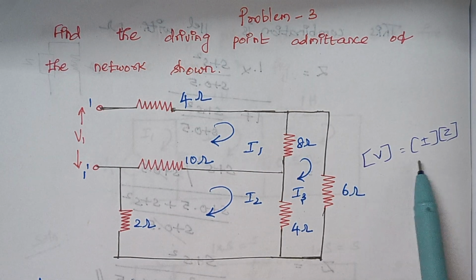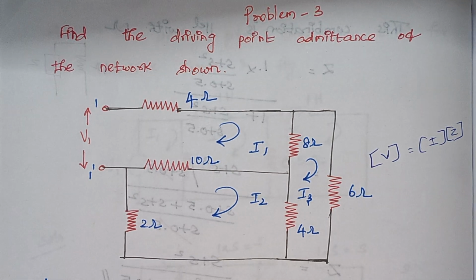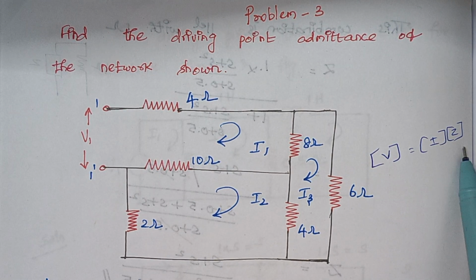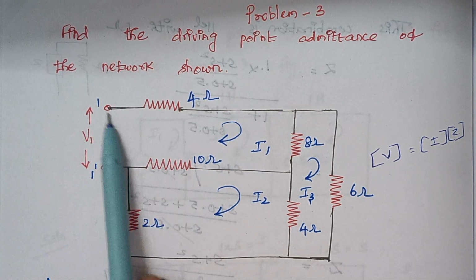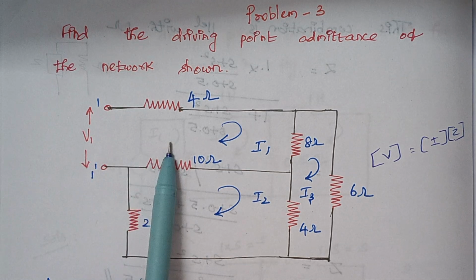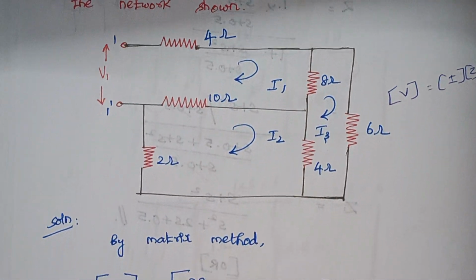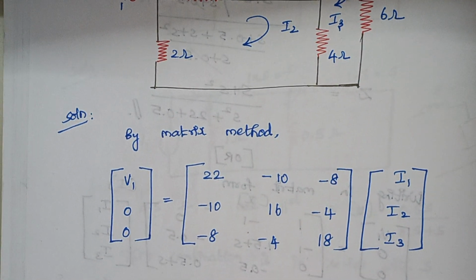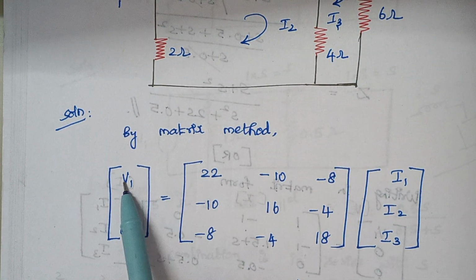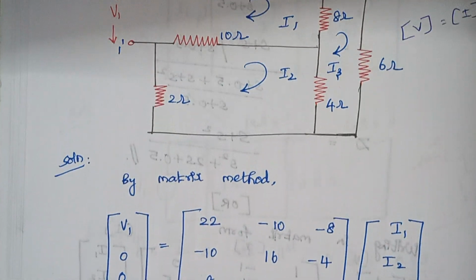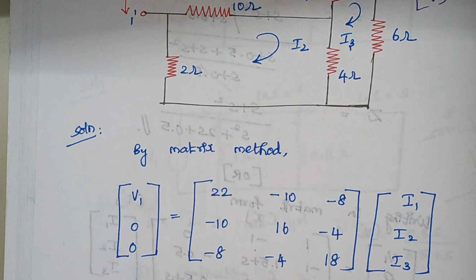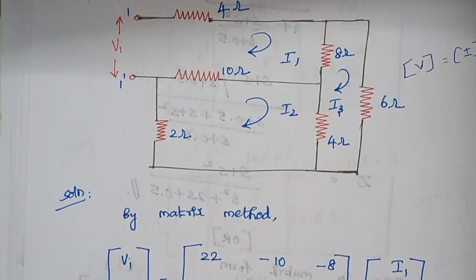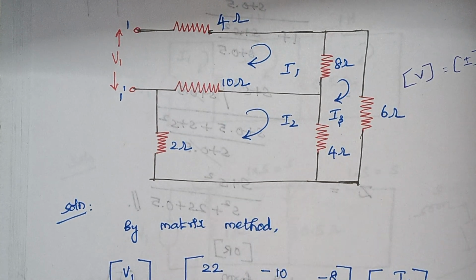As we all know, V is equal to I into Z. So now we are going to write this in the form of a matrix. In the matrix method, again we have only one voltage source, connected with loop 1. Therefore the first loop has a voltage source V1, and there are no voltage sources in loop 2 and loop 3, so it is 0. And since we have 3 loops, the impedance matrix will be of the form 3 by 3.